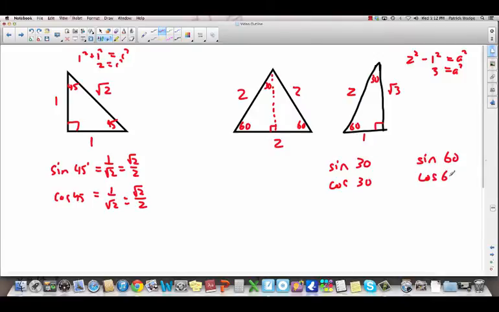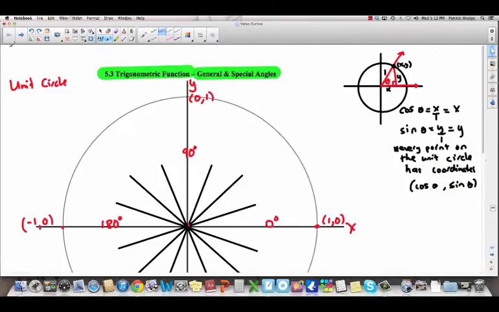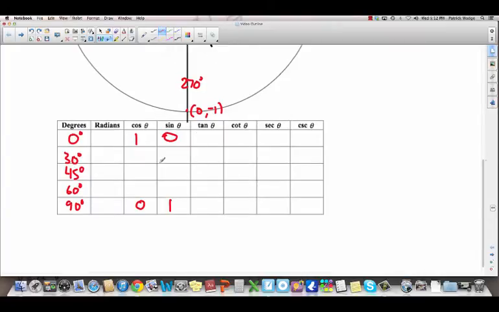What's sine 30? Well, it's opposite over hypotenuse, 1/2. What's cos 30? Adjacent, √3 over hypotenuse, √3/2. What's sine 60? Look from this angle. Opposite, √3 over hypotenuse, √3/2. What's cos 60? Look from this one. Adjacent, 1 over hypotenuse, 1/2. Okay? So now you've got all these angles that you can plug into the table here.